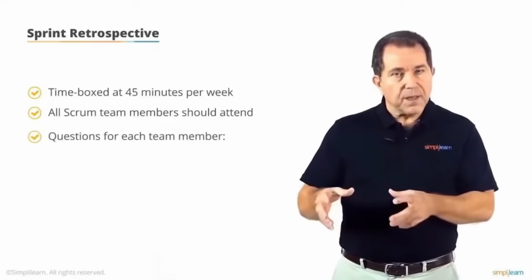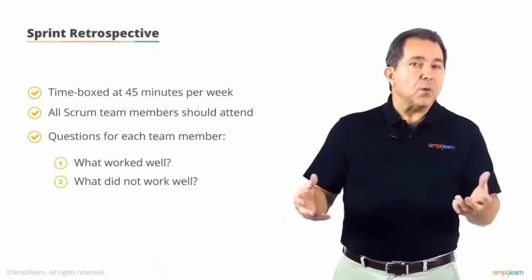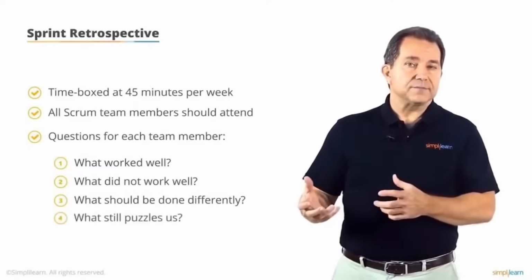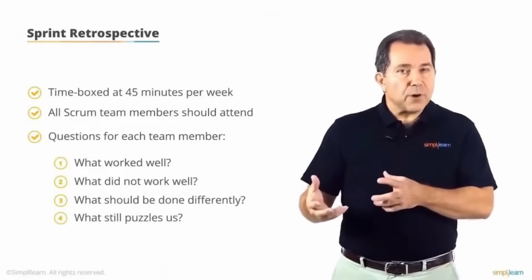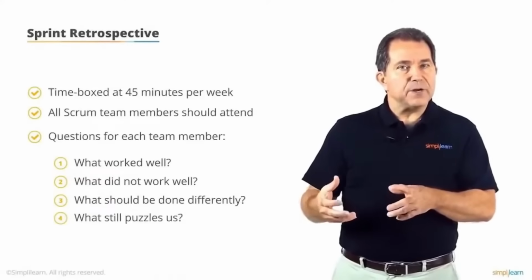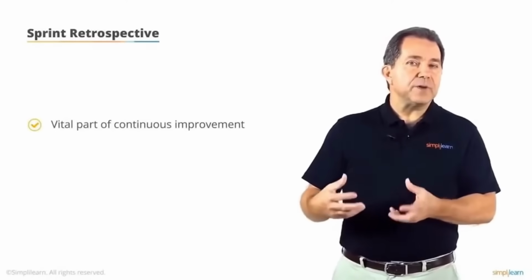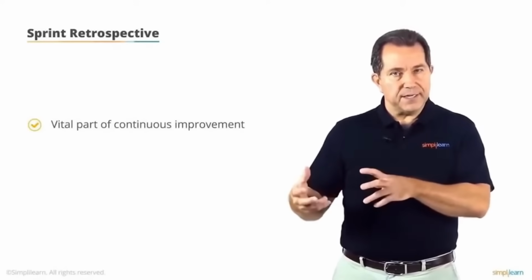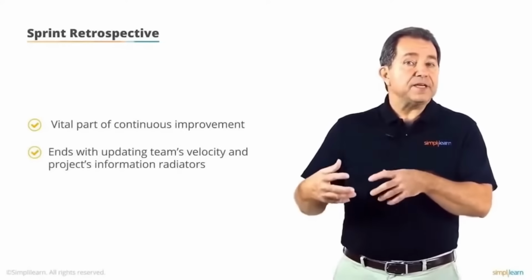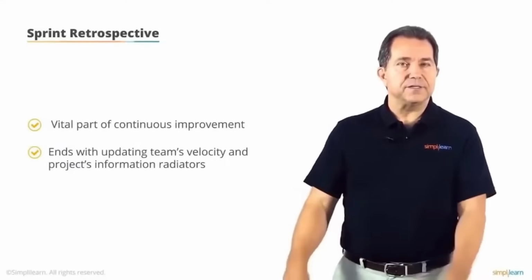During the retrospective, the team answers 4 questions. What worked well? What did not work well? What should be done differently? And what still puzzles us? One or several problem detection techniques may be used in the retrospectives, and this ceremony is a vital part of continuous improvement. At the conclusion of the retrospective, the team's velocity and the project's information radiators are updated. Then the next sprint planning meeting takes place, and this cycle continues until the project is complete.